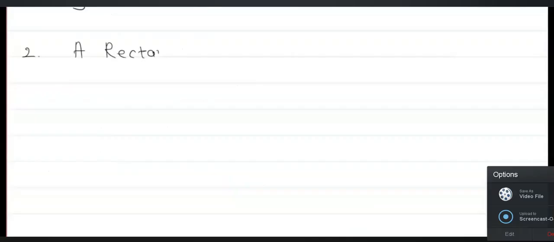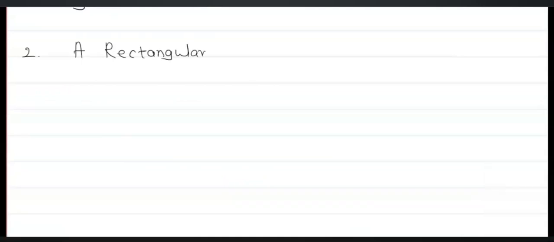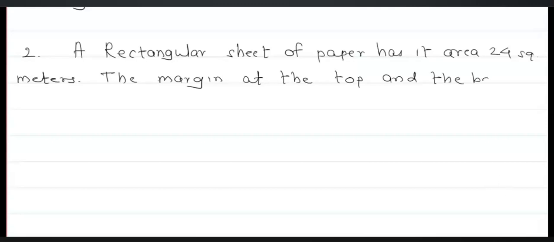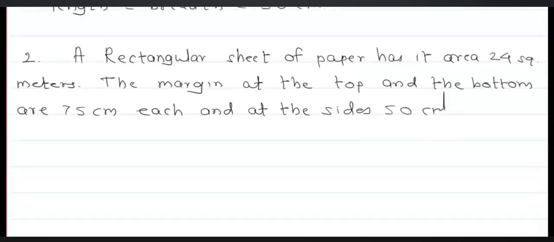Now see this again here. A rectangular sheet of paper has its area 24 square meters. The margin at the top and the bottom are 75 centimeter each, top and bottom, that is 75. And to the side, left and right side, it is 50 centimeter each.